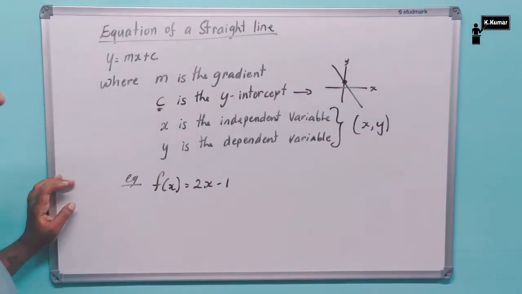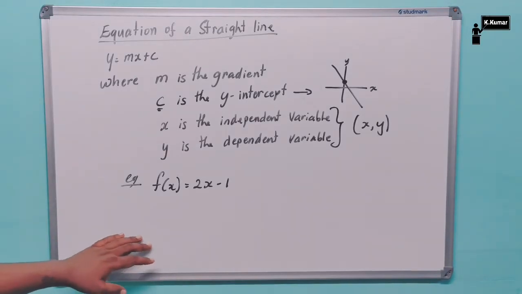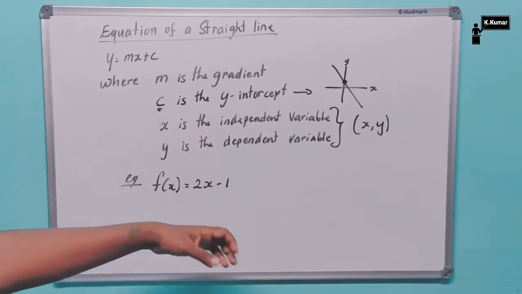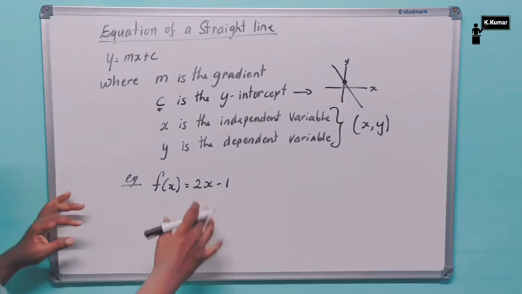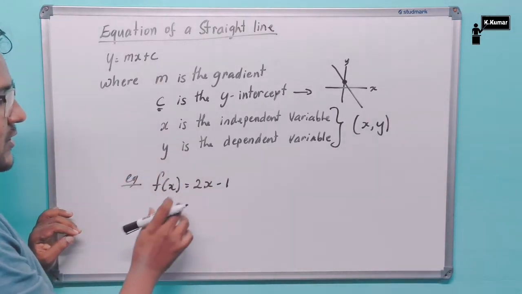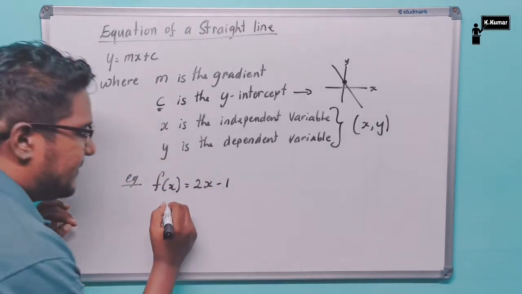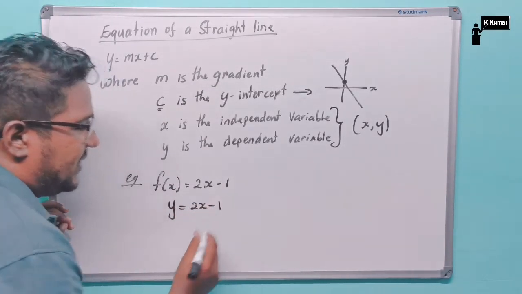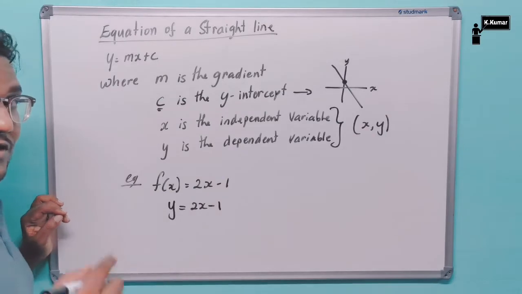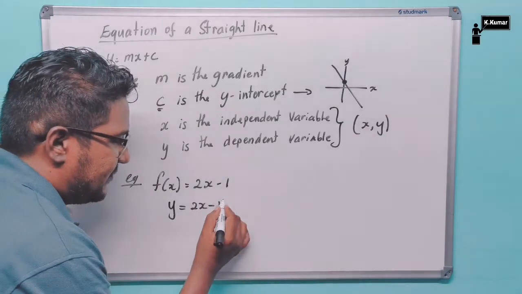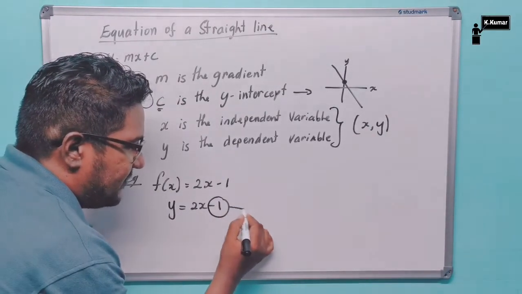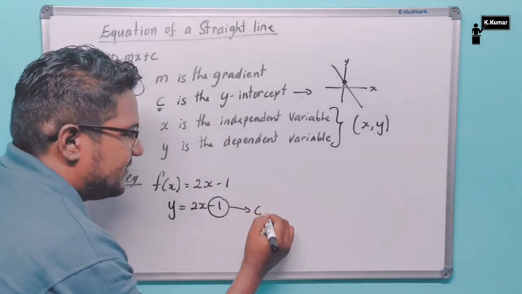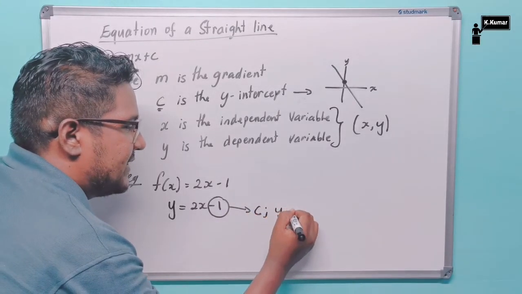Now, in our last video with linear functions, you had f of x equals 2x minus 1. So this is an example that we did before. So remember, we say f of x is the same as y equals 2x minus 1. So from this, if you look back at the example, you're going to see minus 1 would be our C value, which is the y-intercept.